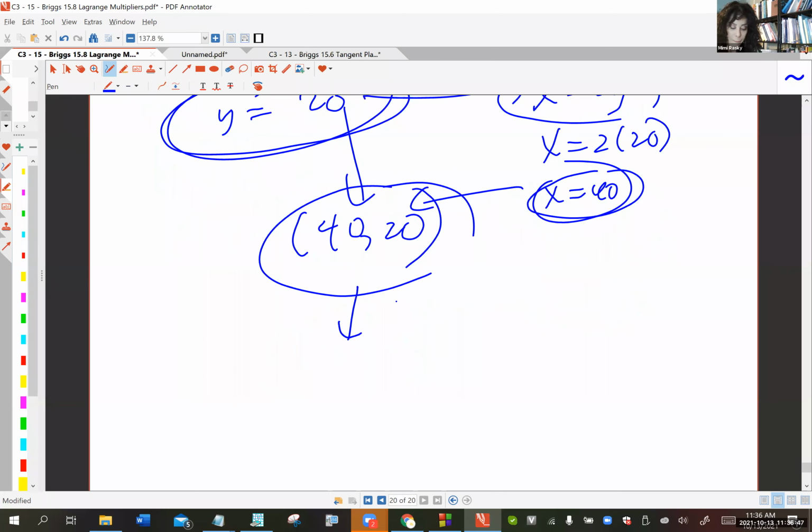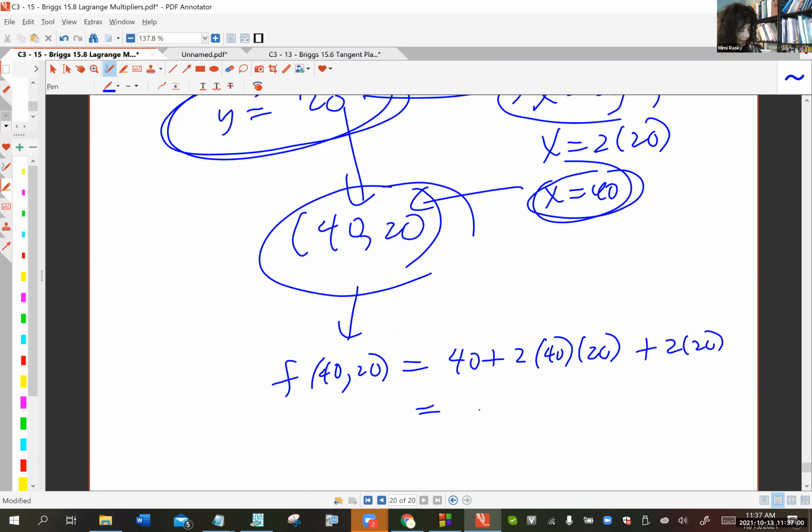Now, you're almost done. You just need to evaluate your function at the critical point to actually get that maximum value, okay? And that's when you need a calculator. And you should get 1,680 if you did it correctly, okay?